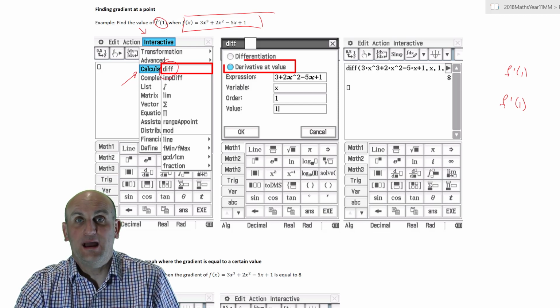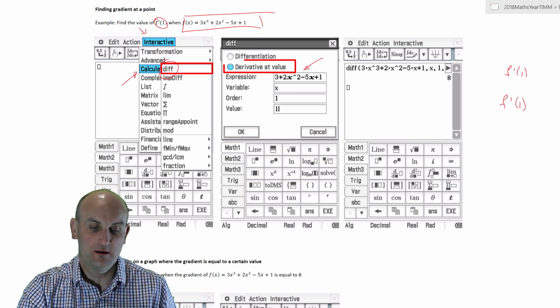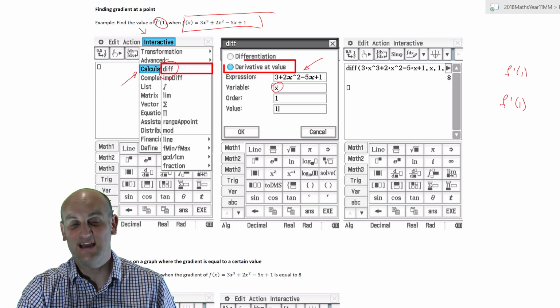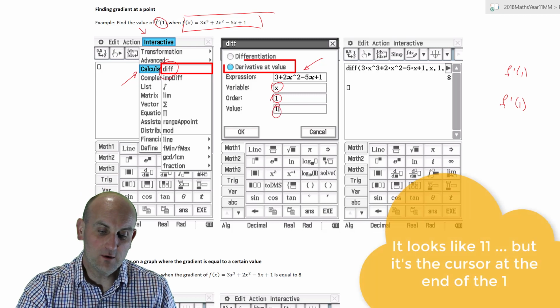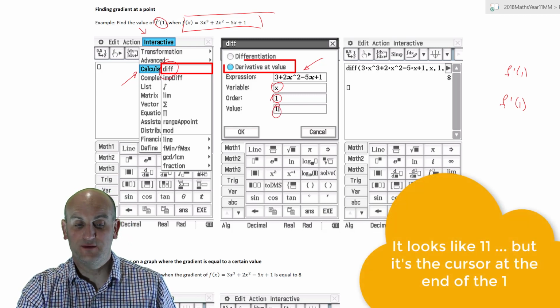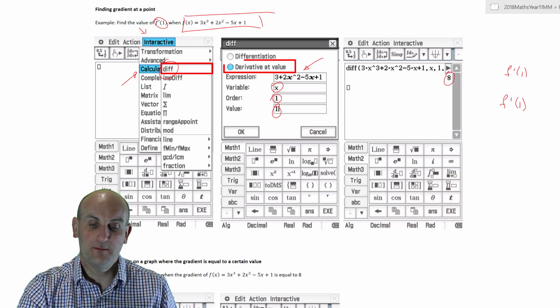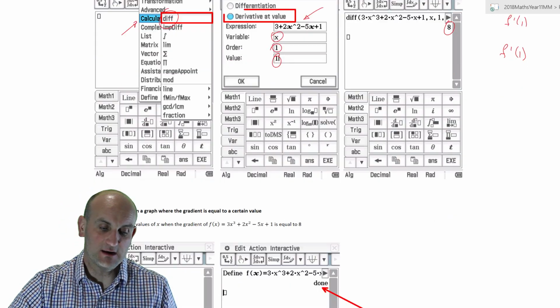And you're going to say, well, yeah, I want to do it at x equals 1. So, expression: you type in your equation there, 3x cubed plus 2x squared minus 5x plus 1. You put in the variable. The variable is just what you're differentiating with, and in this case it's x. The order is always going to be 1, unless you're doing second order differential equations, and we won't even get into that. And the value is 1, because that's where we want the gradient: the gradient at x equals 1. Hit my button and out comes that expected value of 8, which we already had earlier. Nice and easy. Get your calculator to do the hard work.